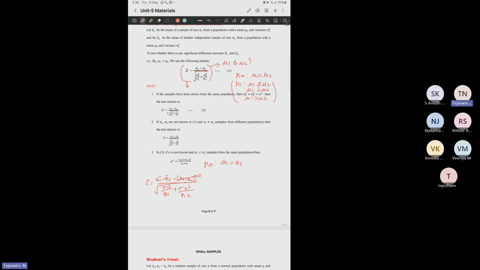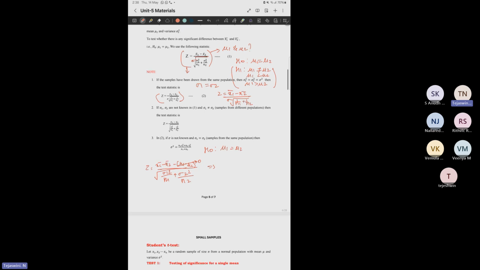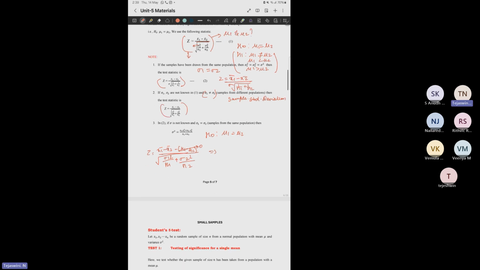There are three cases in this. If sigma 1 is equal to sigma 2, then this will come out and it will become this formula: z is equal to x1 bar minus x2 bar by sigma into the square root of 1 by n1 plus 1 by n2. If sigma 1 and sigma 2 are not given, and only the sample standard deviation is given, then we can use this formula.